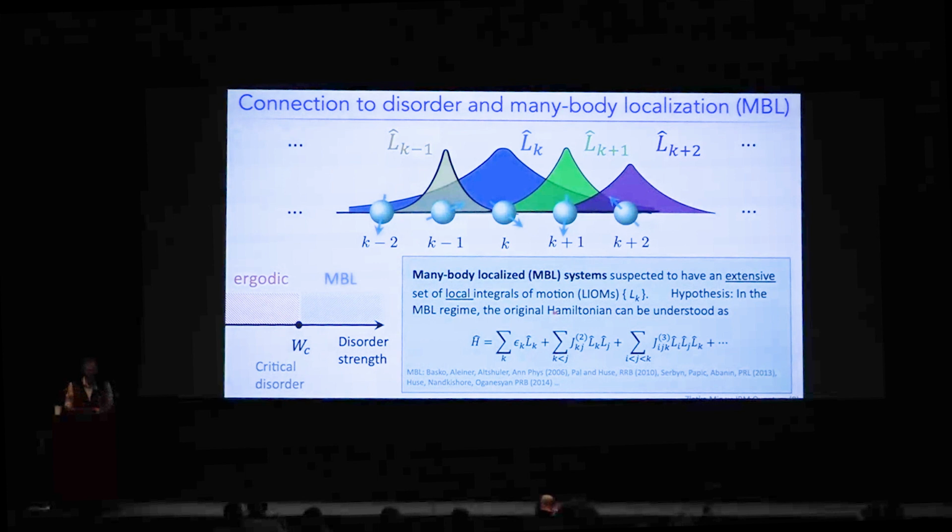Well, the hypothesis here is that in the semi-ergodic regime, the original Hamiltonian can be understood as a sum over these l-bits, with local integrals of motion, where the l-bits themselves interact, but effectively it gives us some kind of more tractable description of the problem.